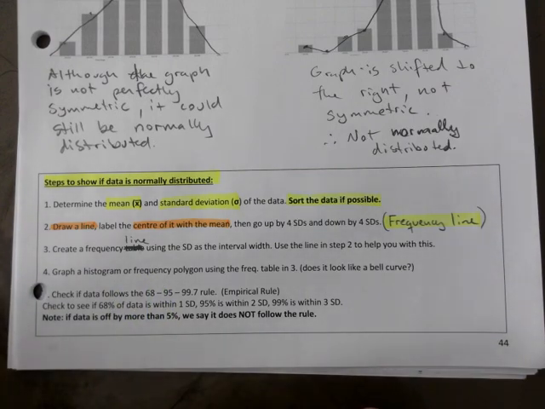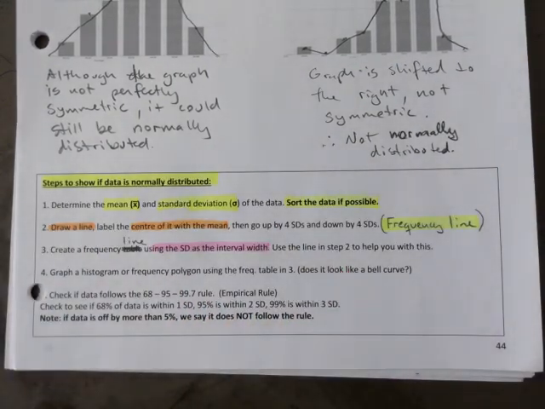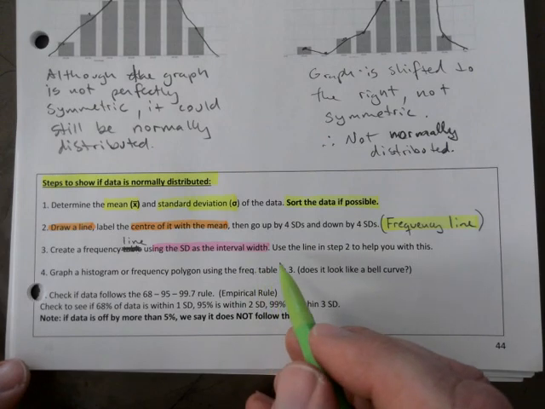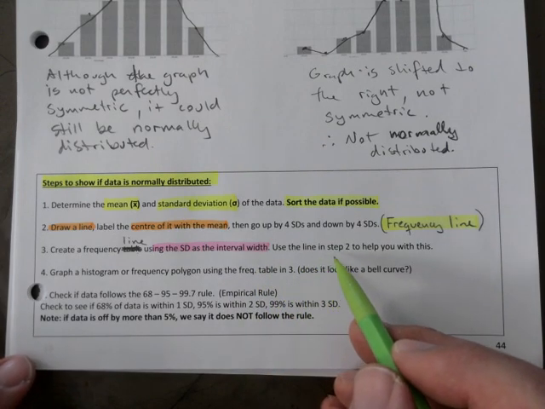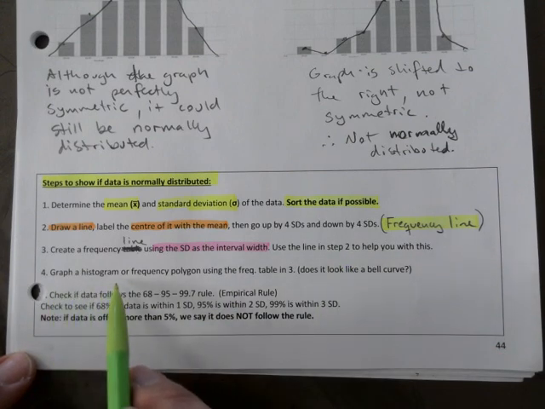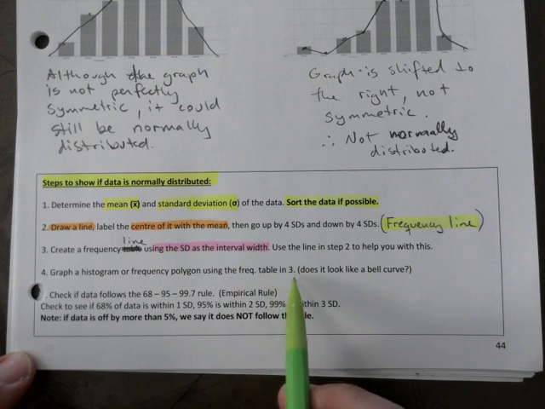And watch this. This is new. We're using our standard deviation as the interval width. I don't know if you remember, but the interval width, I would either give it to you, but now we're going to use our standard deviation as our interval width. Okay. And then create a histogram or frequency polygon. And in table 3, does it look like a bell curve?